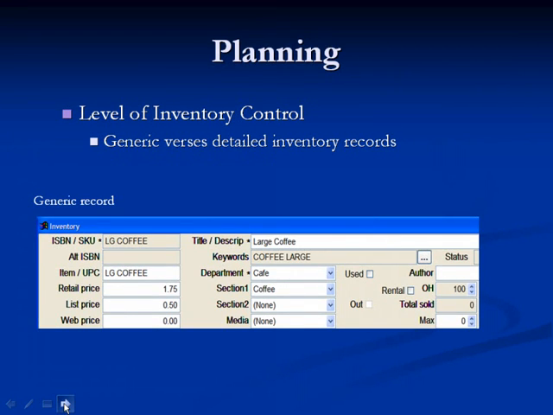What would be an example of that? We're looking at the record for the coffee. What you're seeing is LG space coffee, standing for large coffee. We have the retail price, so what you're selling it for, at $1.75. We have the list price to estimate our cost at about 50 cents a cup. In our tape field, we're going to have a large coffee printing out on the receipt. Our department is cafe. Our section is coffee. And our on-hand quantity is 100.